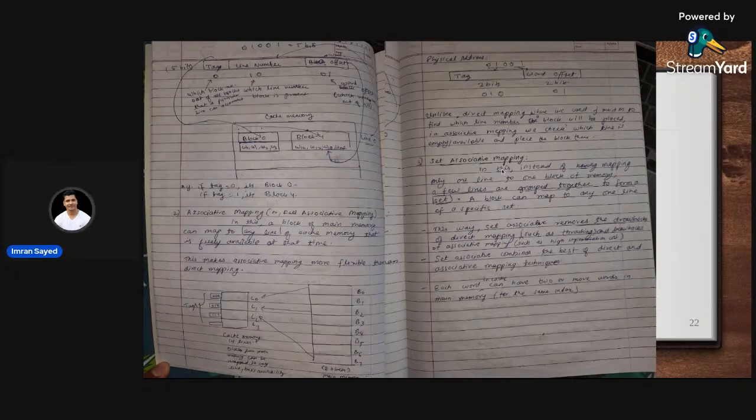So that is why set associative mapping has an advantage. It removes the drawback of the direct mapping and associative mapping. Set associative combines the best of the direct and associative mapping techniques. So it's the best of all. Each word in cache has two or more words in the main memory for the same index.